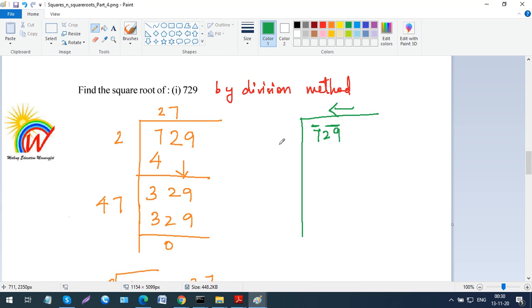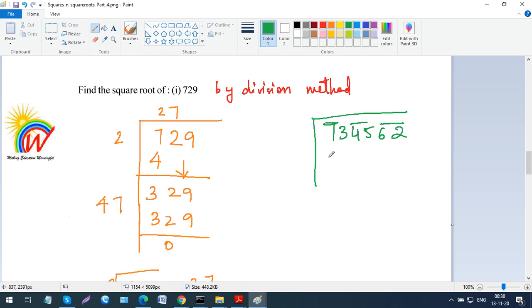So let me show you one big number. Let us say I had 734562, and I'm asked to find the square root of this. What will I do? I will start pairing them from here, this 2 first, then this 2 and this 2. So you should not go left to right, it's always right to left. Now we are going to learn how to do the square root of this 729 by the division method.